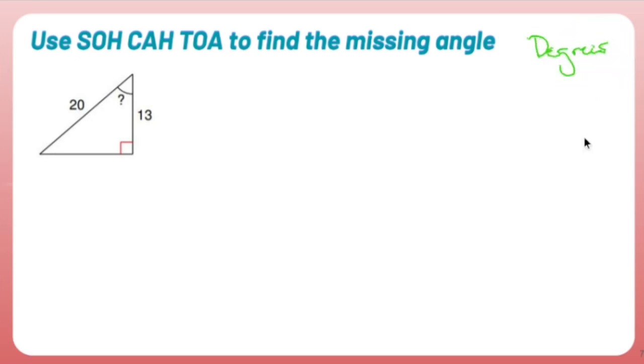If you're using Desmos, you're going to hit the little wrench and set it to degrees. If you're using a graphing calculator, make sure you go to mode and set it to DEG and not RAD.